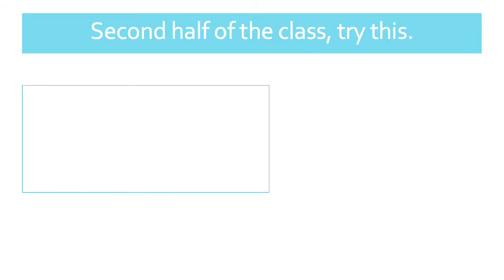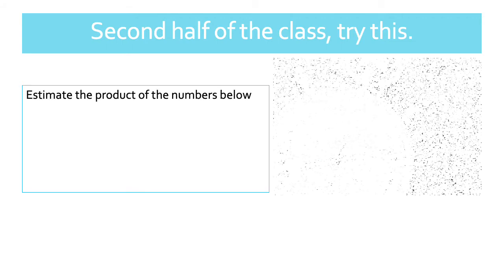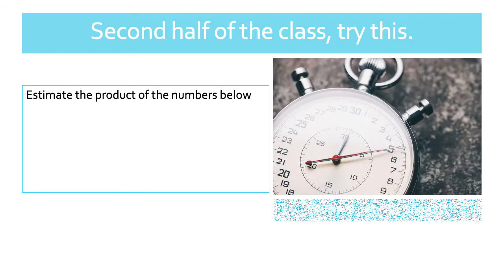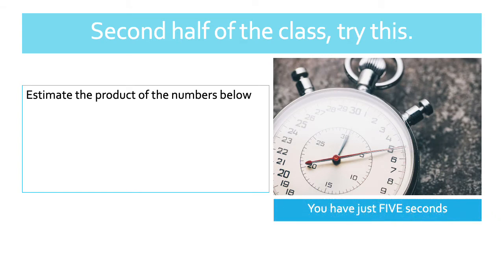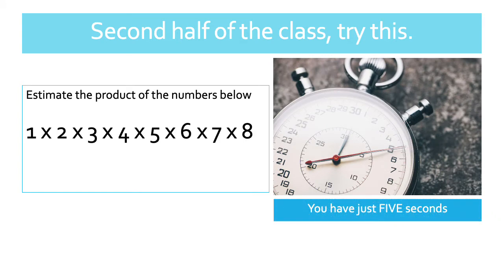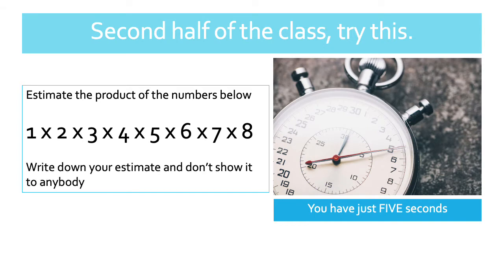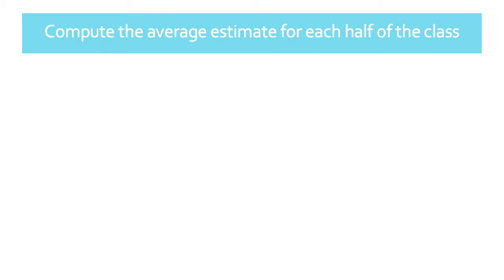Now the second half of the class, guess what you're going to do? You're going to estimate the product of the numbers below. You also only have 5 seconds to do it. And here are your numbers. Write down your estimate and don't show it to anybody.